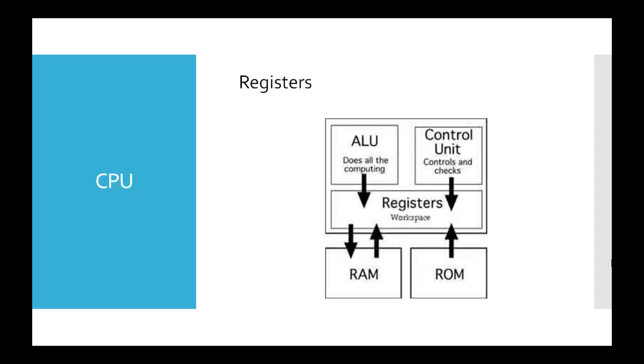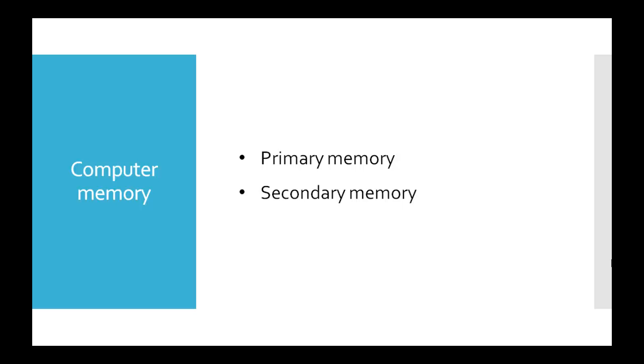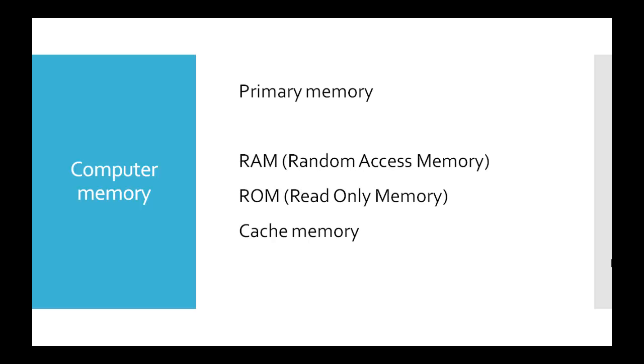One of these registers is the program counter, which keeps track of the next instruction to be performed in the main memory. Another is the instruction register, which holds the instruction that is currently being executed. Two main categories of computer memory are primary memory and secondary memory. Primary memory includes RAM, which stands for Random Access Memory, ROM, which stands for Read-Only Memory, and cache memory.